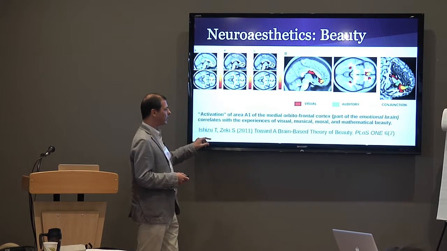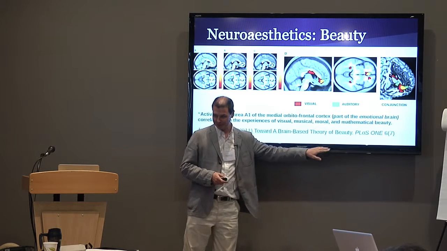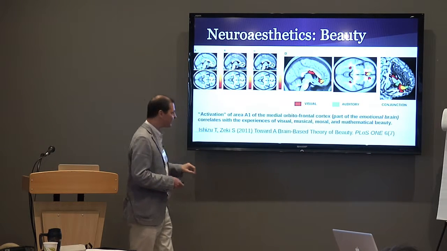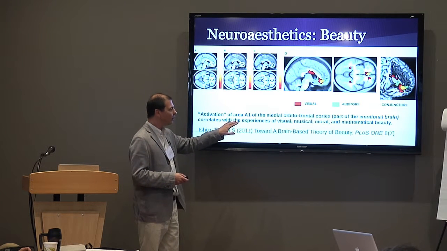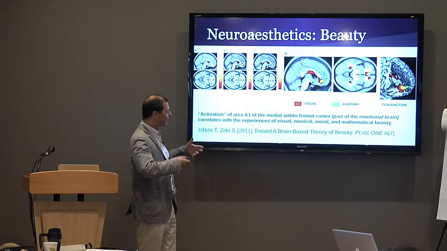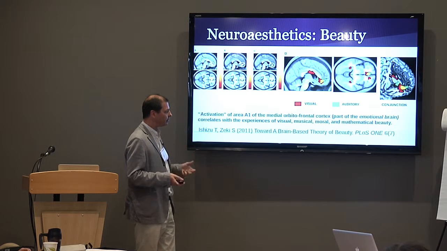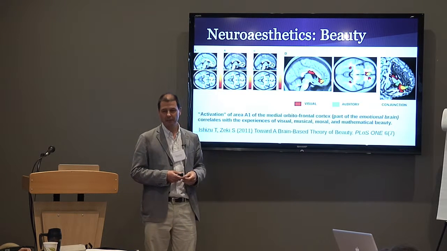But they've also looked at moral beauty and mathematical beauty. And they've always found the same thing: there's a particular part, area A1 of the medial orbitofrontal cortex, which is part of the emotional brain. Activation there is correlated with reported experiences of visual, musical, moral, and mathematical beauty.